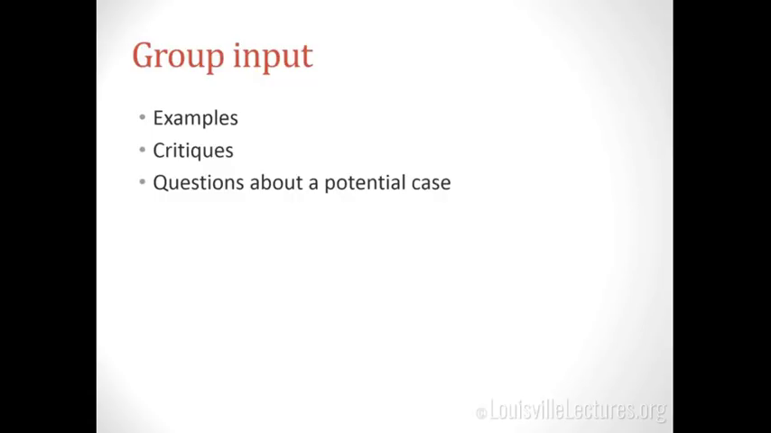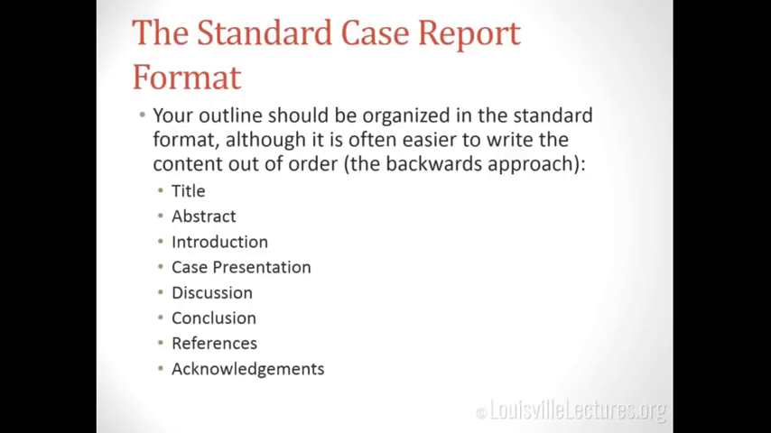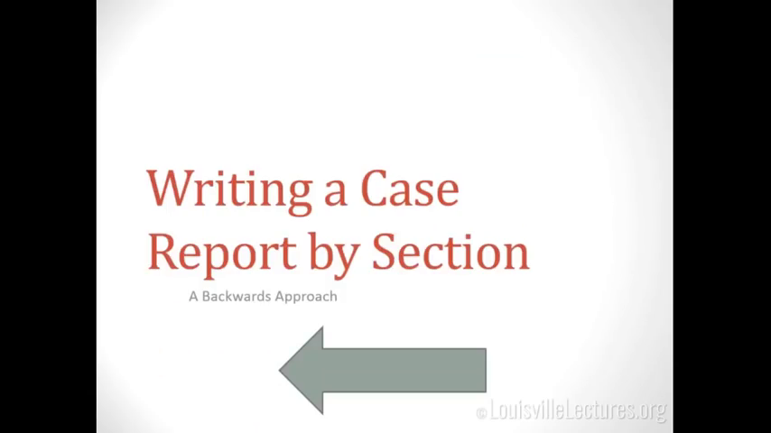Anything else? Okay. All right, writing a case report by section. I found this really, really helpful when I went to a workshop that Christy did. So this is your standard case report. Basically, you're going to have a title, an abstract, the case presentation, and then a discussion about it. Then a conclusion, like, give steroids to people who are septic, or whatever it is. Then references and acknowledgments. But whenever you're writing, there's a sort of backwards approach that makes it a little bit easier to do.